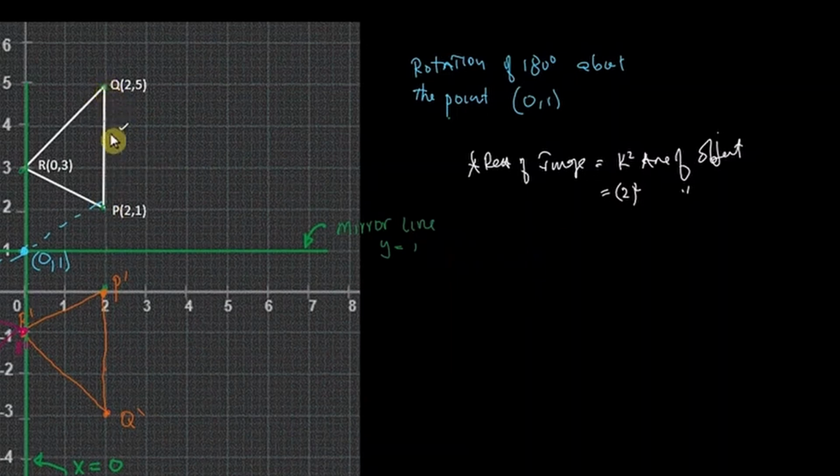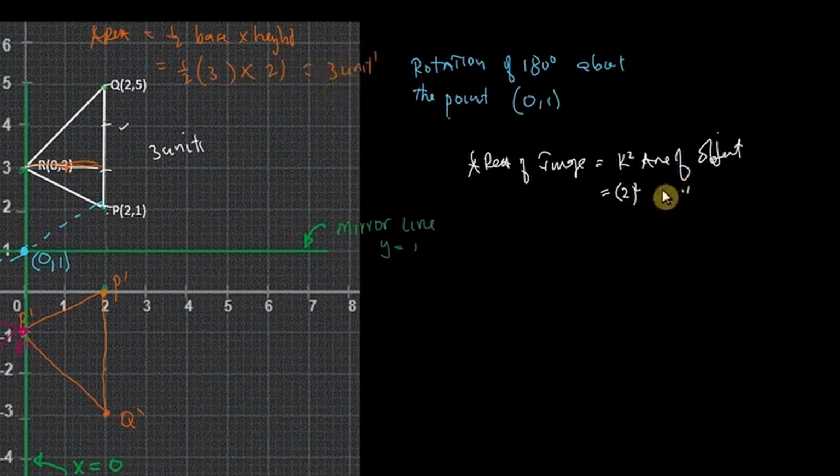So if we take this length as the base, the length of the base would be 1, 2, 3 units. And we take the height as 2 units. Let's draw this in a different color. This is the height of the triangle. It's 2 units. So area of this triangle is equal to half of the base times height, which is equal to half times the base, 3 units, times the height, 2 units. So the area is equal to 3 units squared.